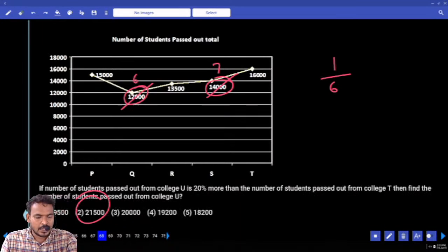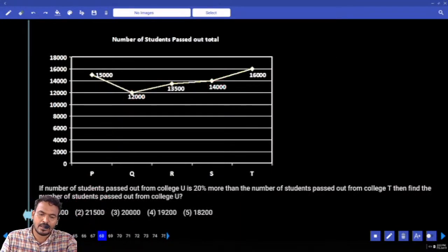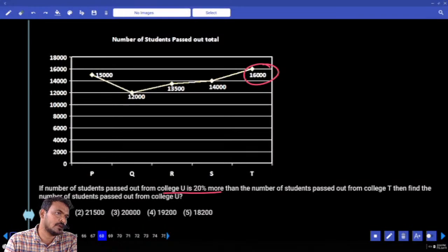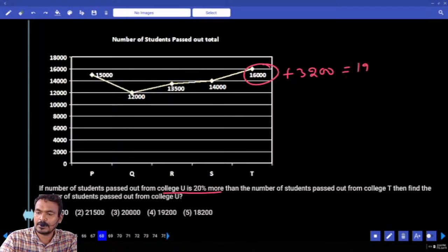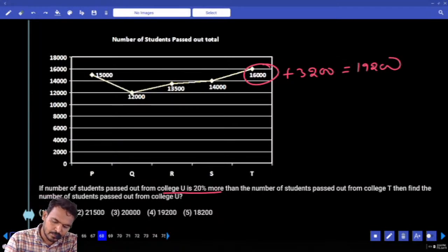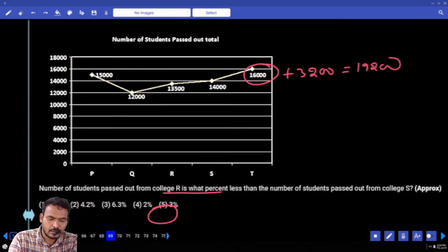68. If the number of students passed out from college U is 20% more than the number of students passed out from college T, then find the number of students passed out from college U. What is the T value? 16,000. Compared to this one, 20% more. What is the 10%? 1,600. 20%? 3,200. After adding, we are getting how much? 19,200. Which option? Fourth option.